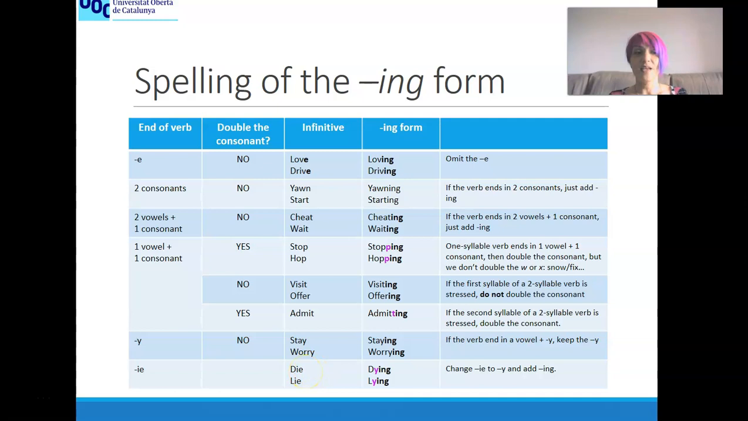Okay? So, that's all. I hope this has helped a lot and has helped you clarify when to use present simple, when to use present continuous.